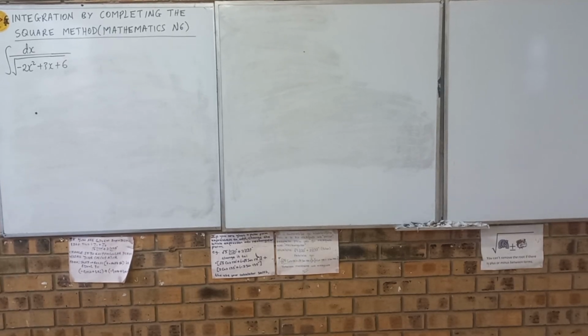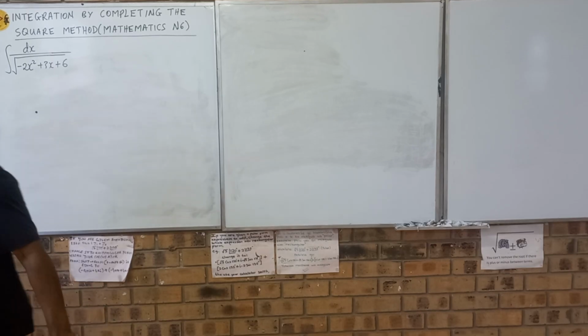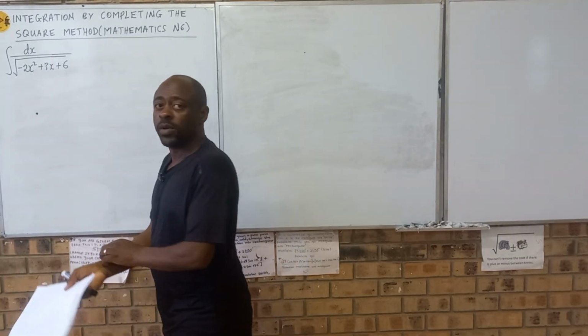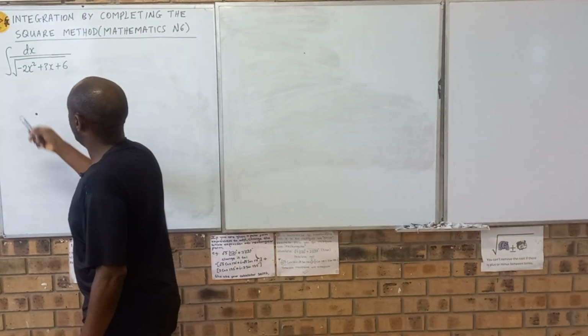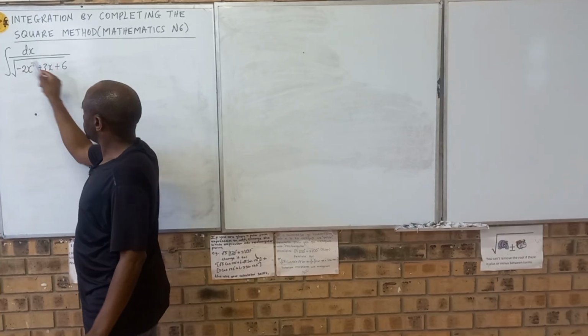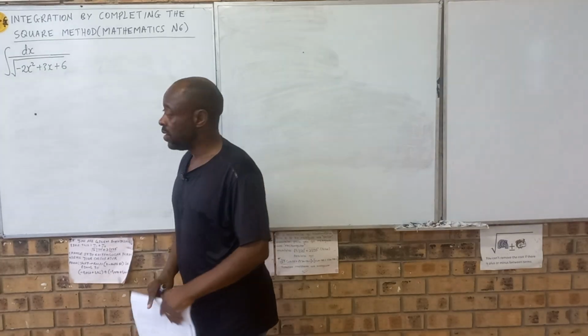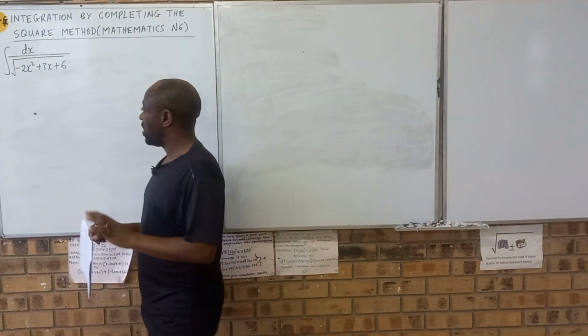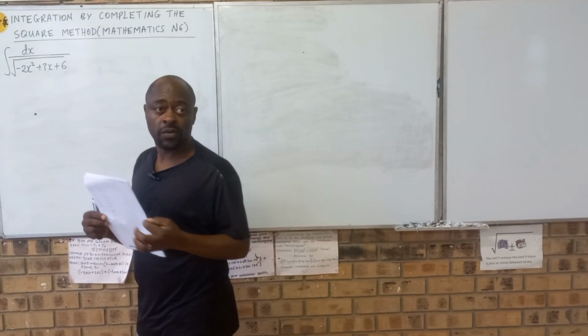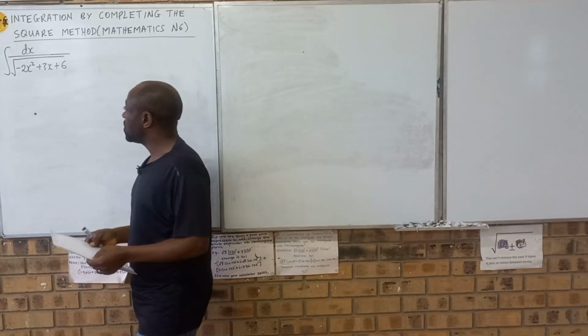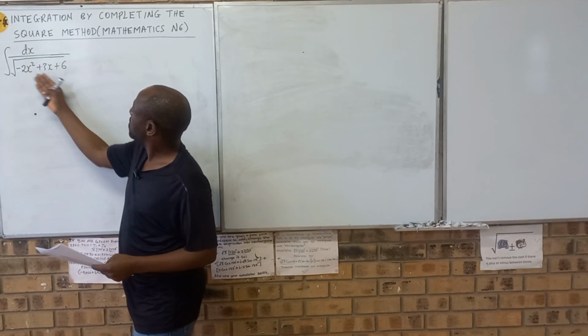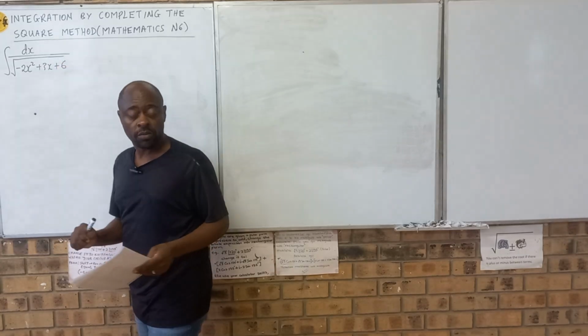Good day, guys. We want to handle another problem by the completing the square technique. So it's the integral of dx on the square root of negative 2x squared plus 3x plus 6. I always start by advising my students to go to page 4 of their formula sheet, search for a possible formula that resembles the problem you see when you're completing the square.